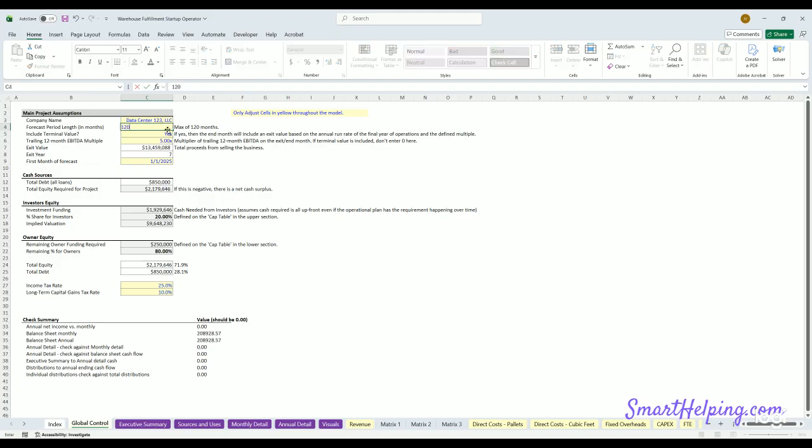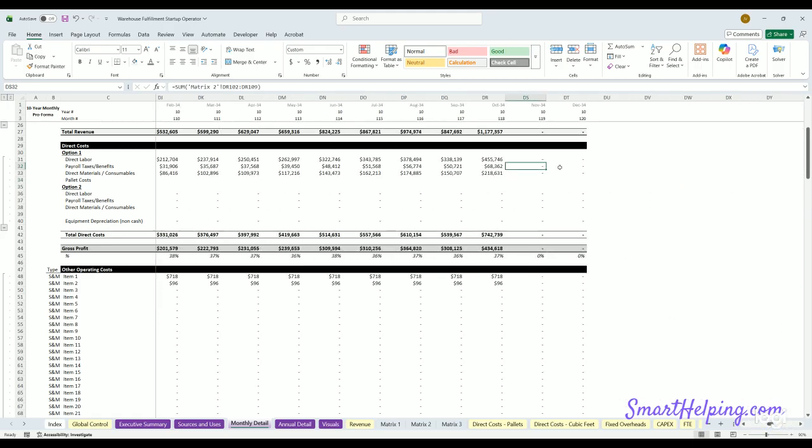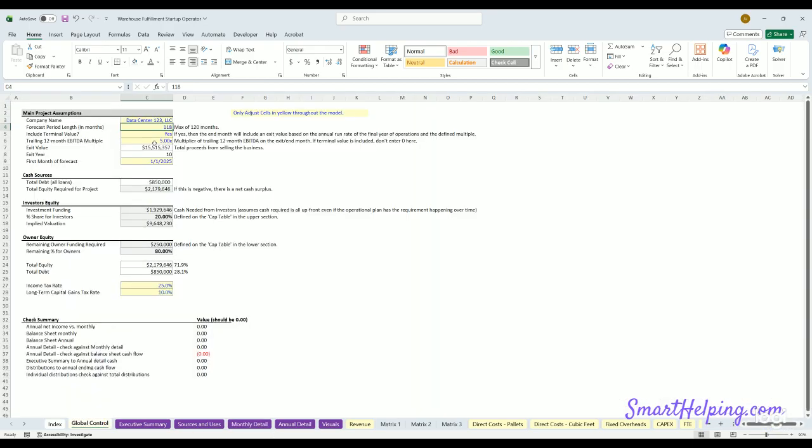Oh, I'll have to adjust that, I imagine. So let me see here. I probably have to put stops in, but you can adjust the period. So if there's fewer months, it'll only show, it'll stop after that amount of months. You can see here, and then exit value.